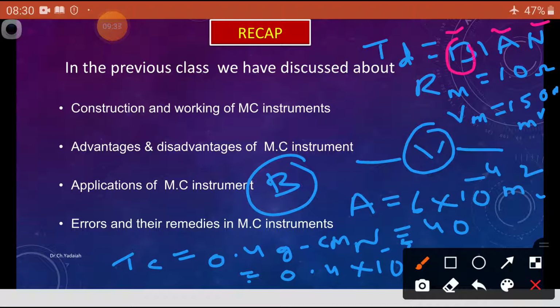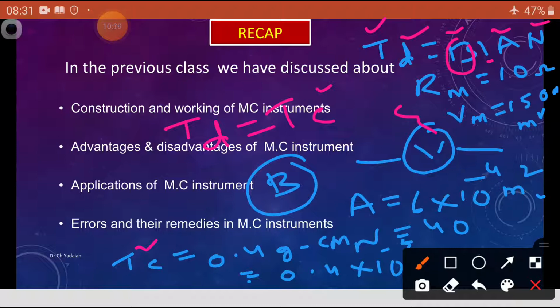Now you can see, TD is not given but indirectly is given. What is the condition? Under standstill condition, TD is equal to TC when in the equilibrium position. TC is given, that is why TD can easily be found, that is 0.4 into 10 to the power minus 5. We know that. Now, I is required here. Indirectly the meter resistance and voltage are given.